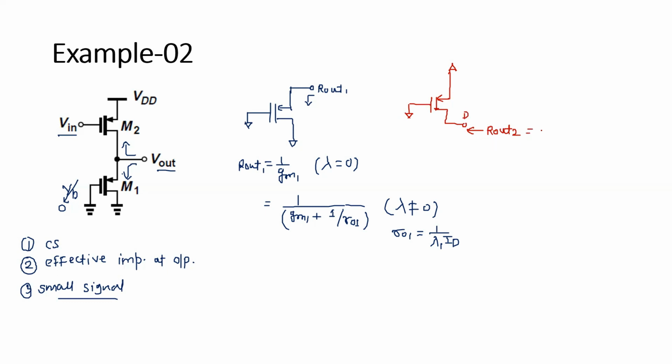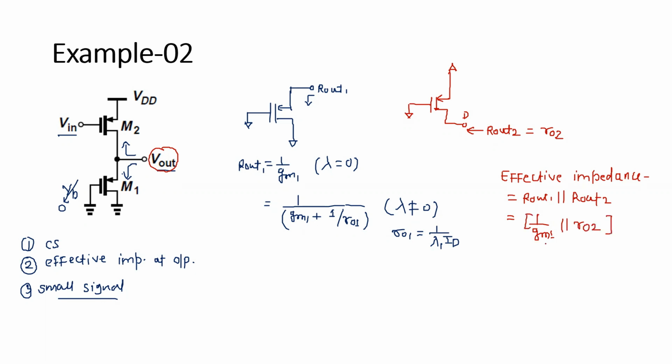So it is going to be R out. The effective impedance, when we are looking from this output, is R out 1 parallel with R out 2. So it is going to be 1 upon GM1, if I am not considering CLM for simplicity for transistor M1, parallel to R0 2. So yeah, this is your effective impedance.